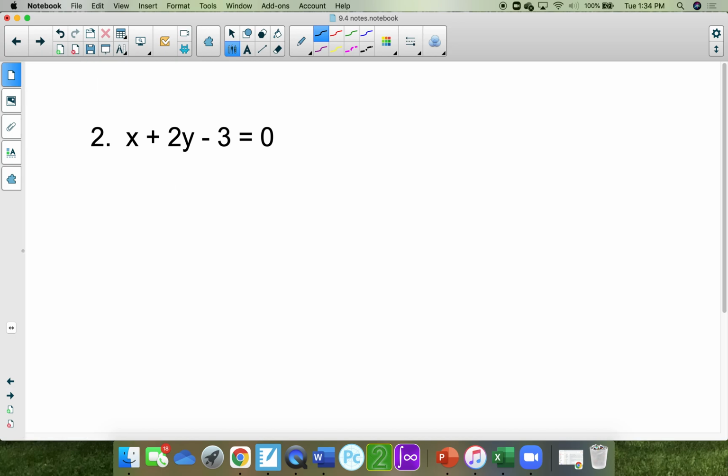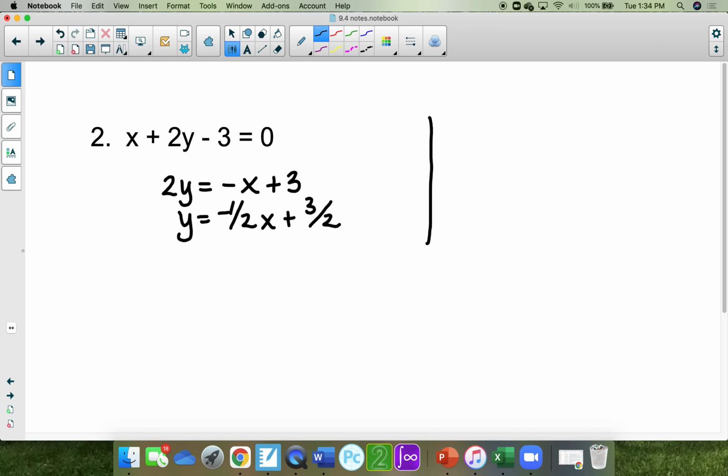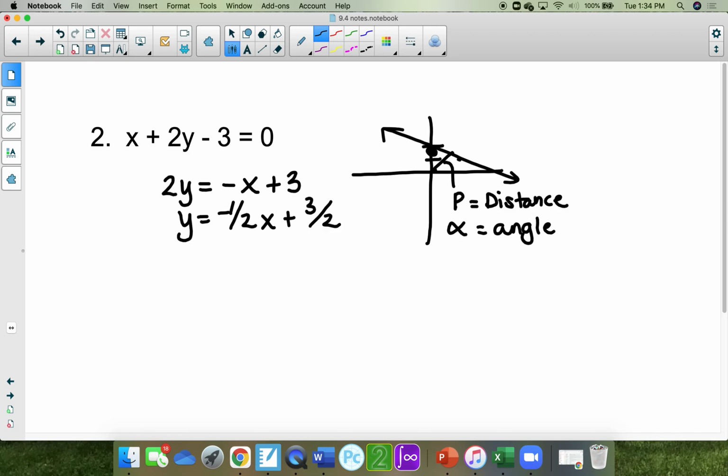Okay, I think we're going to do another one. Here's another one. The first thing you're going to do is graph it. So I got y alone, and I'm going to graph it. Put my first dot at 1.5. And I'm going to go down 1 and over 2. It looks like that. So I got to draw a line from the origin to that line. This is called the P, or the distance from the origin to that diagonal line. And alpha is the angle in the first quadrant.